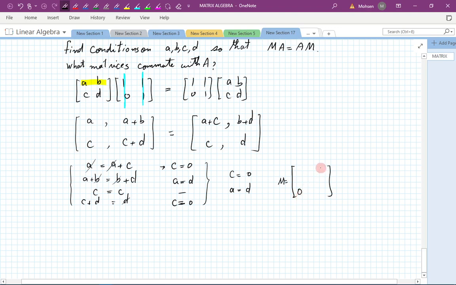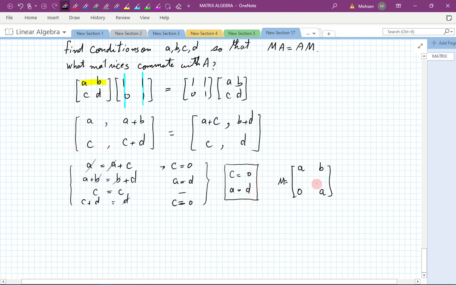This location B can be any number, doesn't matter. A and D have to be the same. Like if I put a number A here, here has to be the same number. So D has to be same as A, or A has to be same as D, whichever. This type of matrix is going to commute with that matrix A that we have chosen. So the two diagonal entries have to be the same. This entry has to be 0, and that entry is arbitrary. So the condition under which commutativity happens in this particular situation is this.